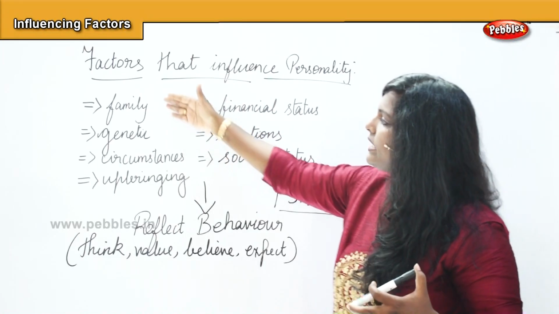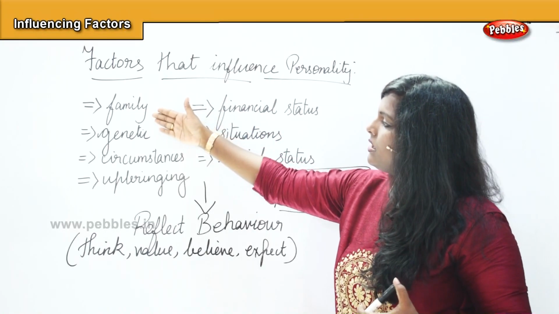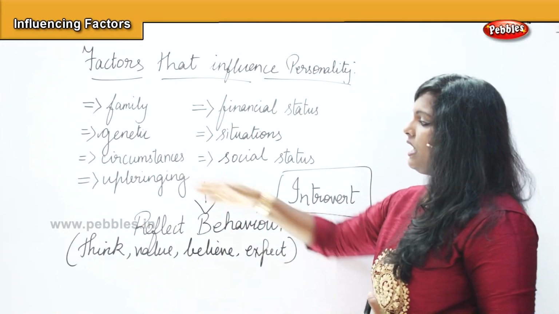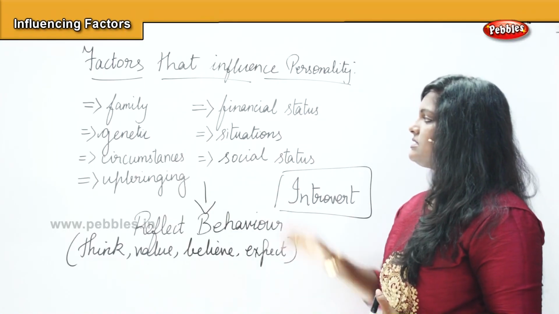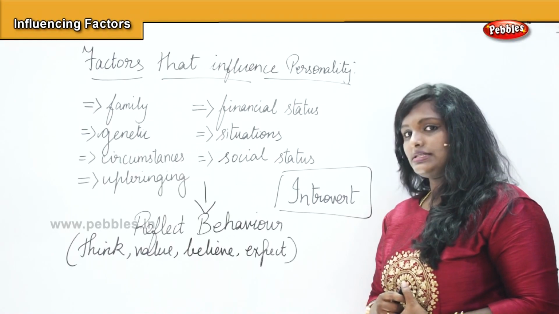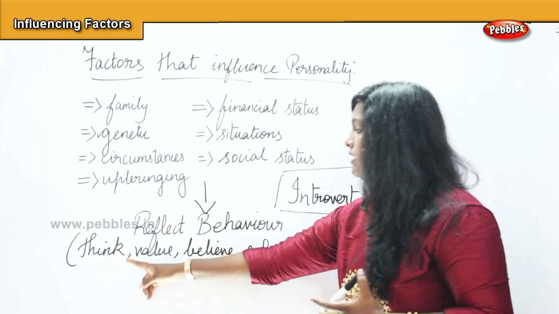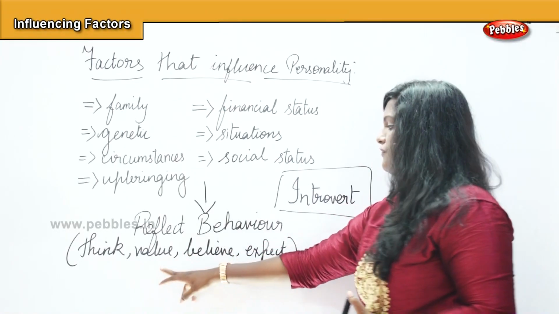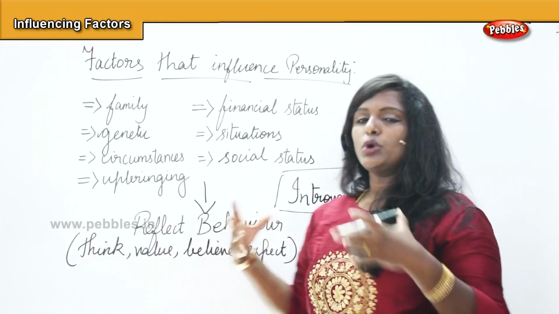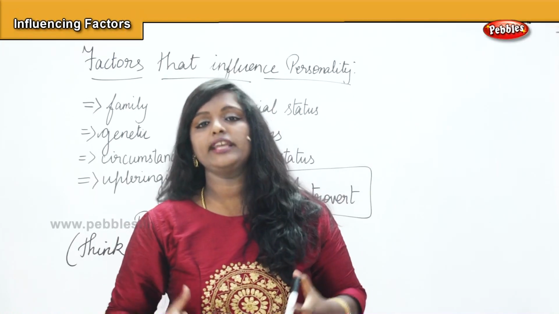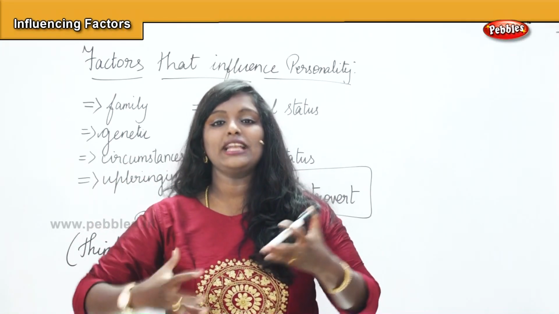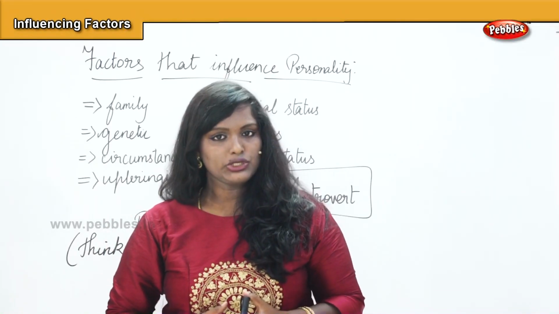So, quickly going through the environmental factors: family, genetic reasons, circumstances, upbringing, financial status, situations, and social status. And most importantly, all these things reflect our behavior and what you think, what you value, what you believe, and what you expect. These are the main things which influence one's character and make one stand unique in a crowd when it comes to personality.